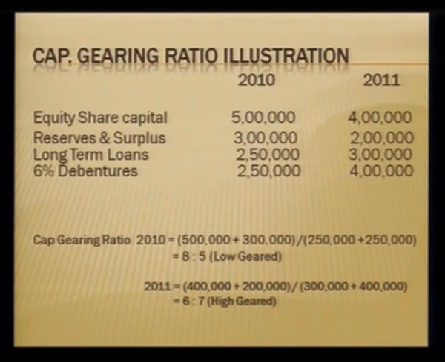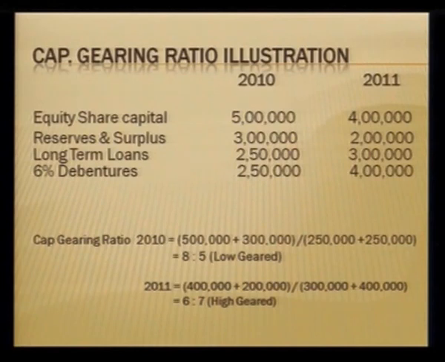Now, coming back to the same illustration, the capital gearing ratio for 2010 would be the equity shareholders' fund, which is 5 lakh for equity plus the reserves and surpluses, divided by the fixed interest bearing funds, which in our case include the long term liabilities and debentures, and together they account for 5 lakhs. So, 8 lakh divided by 5 lakh gives us 8:5. For 2011 we compute it in a similar manner, where 4 lakh plus 2 lakh accounts for the equity shareholders' fund, upon the fixed interest bearing funds, long term loans and debentures, of 7 lakh, and the ratio turns out to be 6:7.